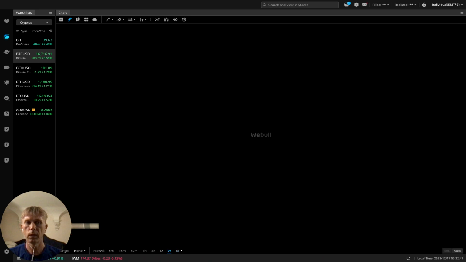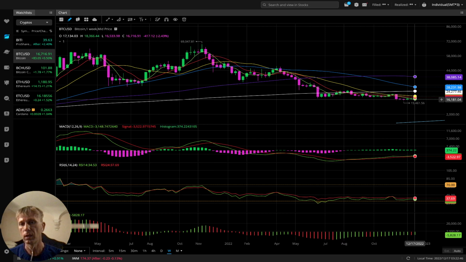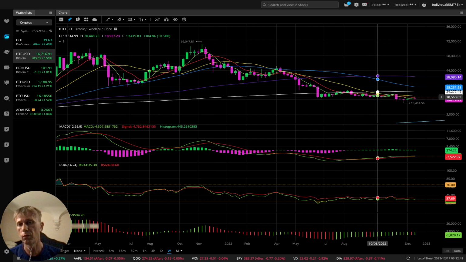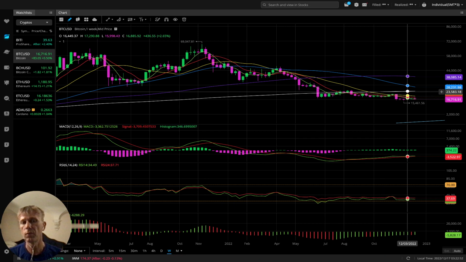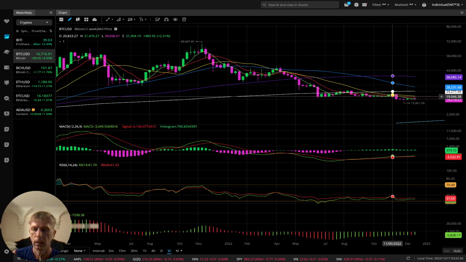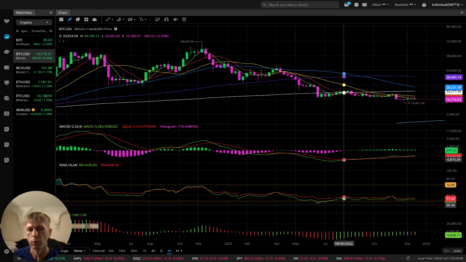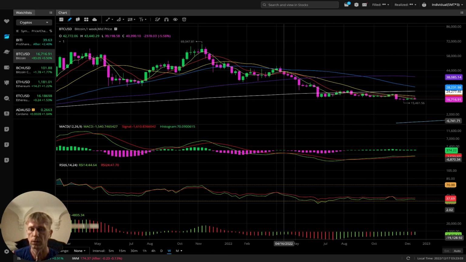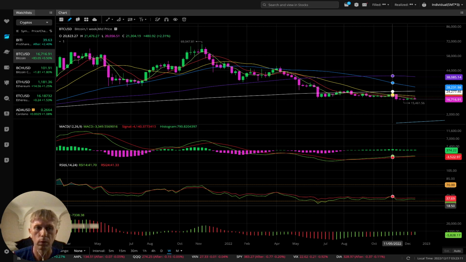Let's move to weekly. Weekly Bitcoin is below all moving averages; MA5, 10, and 20 are below 200. It's a bearish direction. It's kind of flat, and it has bullish divergence on weekly, right? It wants to go bullish, but so far it's still bearish.